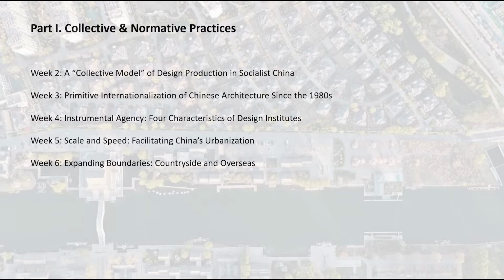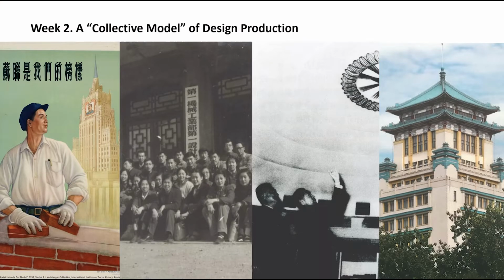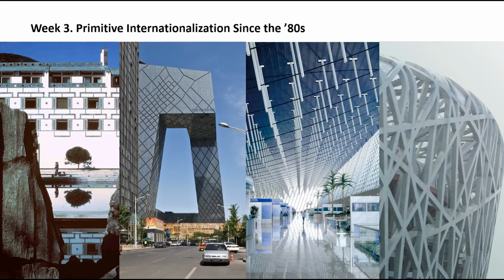This is part 1 for collective and normative practices. Firstly, it covers the establishment of China's collective design system within which state-owned design institutes were playing a dominant role. Then it introduces the first waves of international impacts to Chinese architecture practices since the 1990s, marked by the entrance of foreign design firms and their collaboration with the local design institutions.